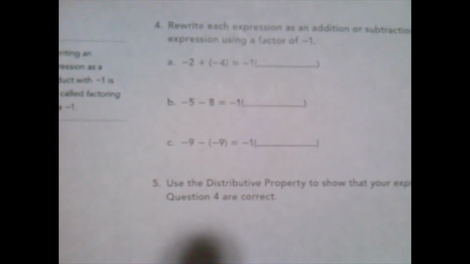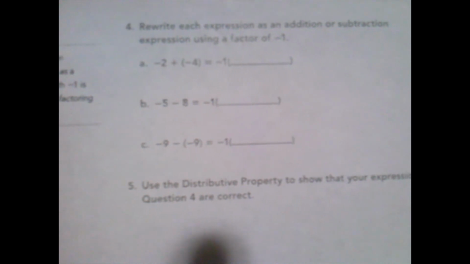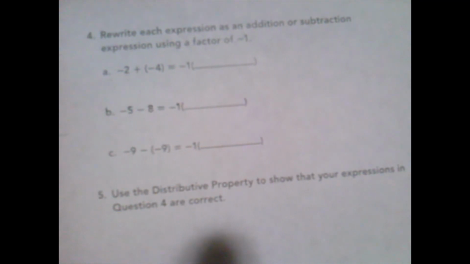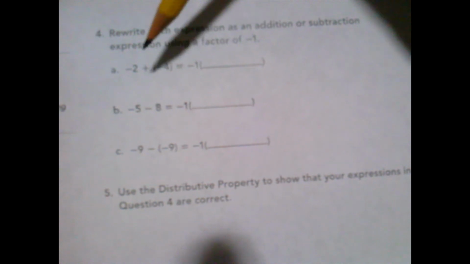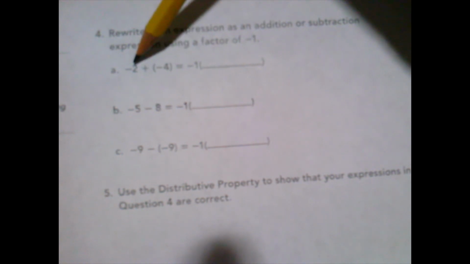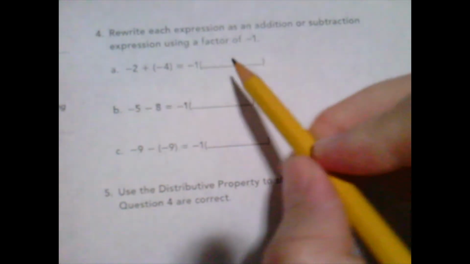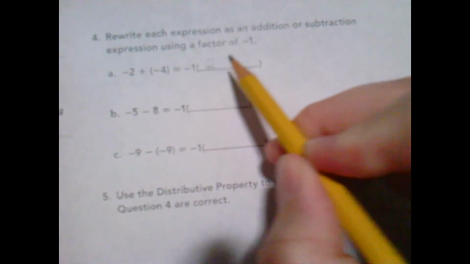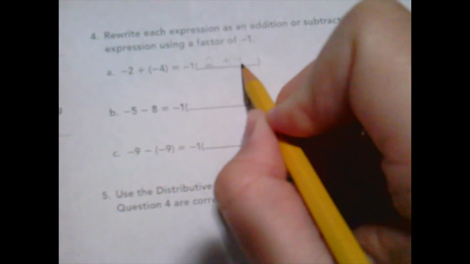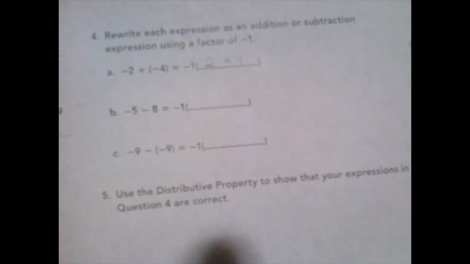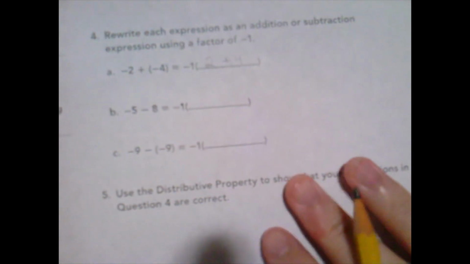right here. All right, so we're going to rewrite each expression as an addition or subtraction expression using a factor of negative 1. Now, if we factor out a negative 1 out of negative 2, we get a positive 2. So we get a 2 here. And when we factor out a negative 1 out of negative 4, we have a positive 4. So what's going to go in our parentheses is 2 plus 4. Okay? So I want you to do B.